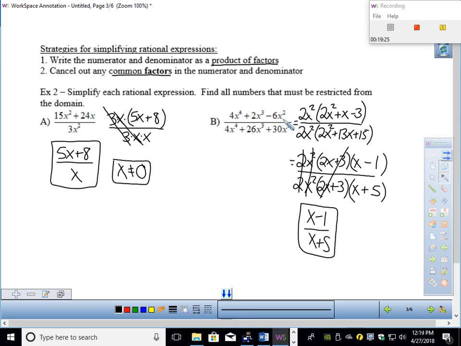Now before we move on to the next piece, we do want to answer this last part of example 2. Find all the numbers that must be restricted from the domain. So we look to the denominator, but remember we always look to the denominator of the original. Even though we simplified this, this really came from this piece right up here. And so these restrictions carry over into the simplified version that you see here.